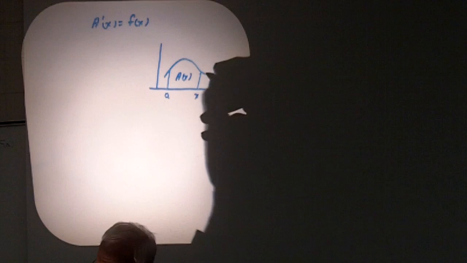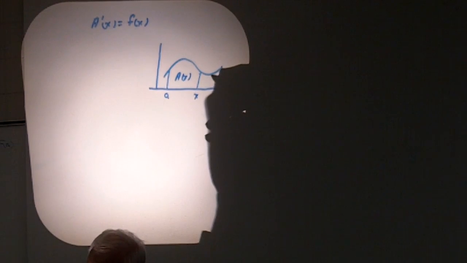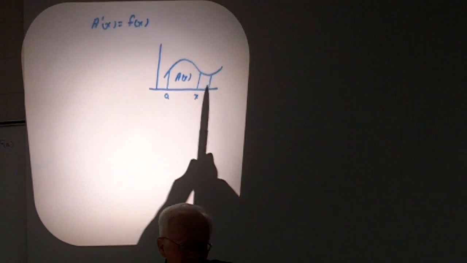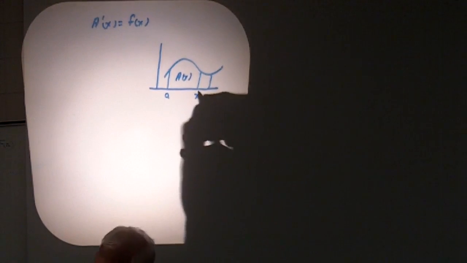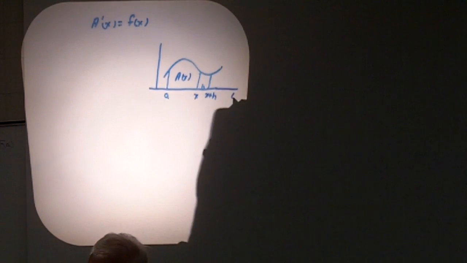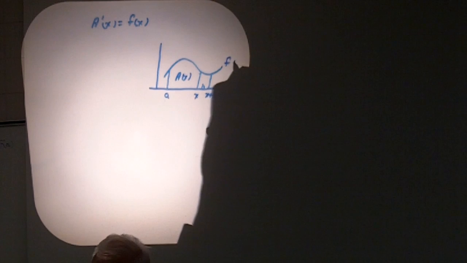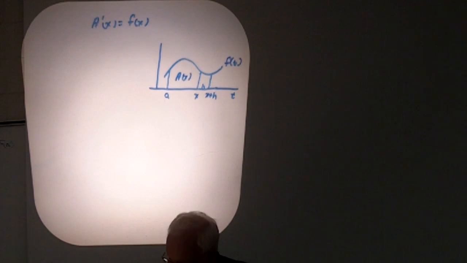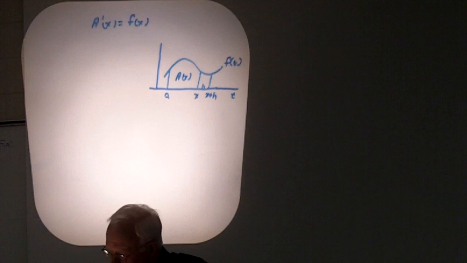Now, what I'm going to do next is go over a little ways. This little area here is going to function in a sense like a Riemann sum. This length is h, and this is x plus h. This is a t, and this is an f of t. Any questions? Here we go.